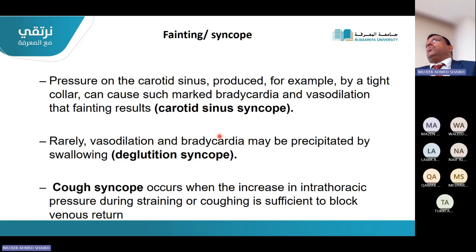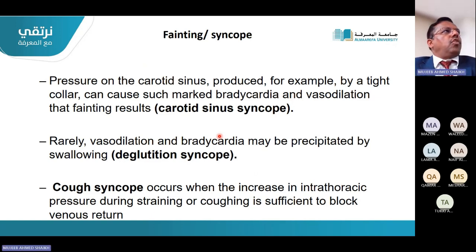Sometimes syncope occurs while eating. You are in a hurry and then you take a big chunk of food at once, and then it gets stuck in the esophagus. At that time, even the vagus will be stimulated and the person will fall unconscious. This is called deglutition syncope.